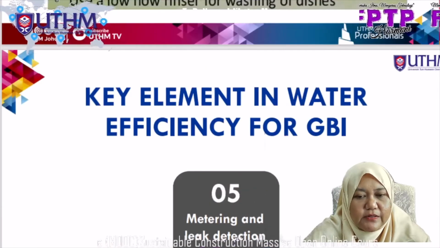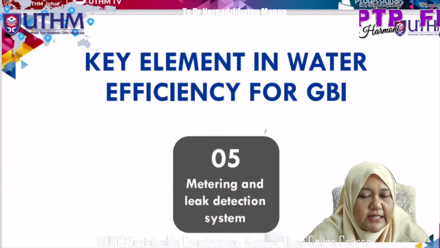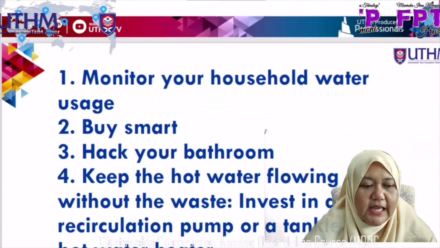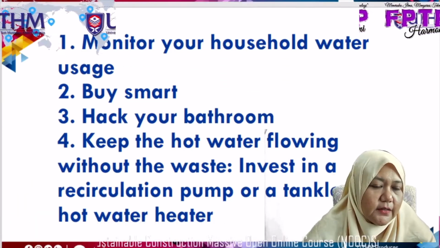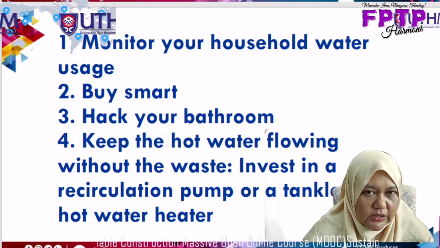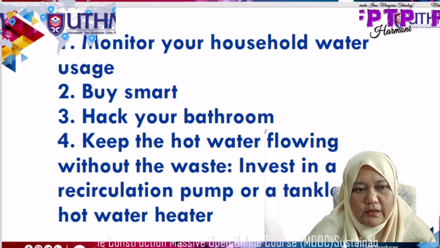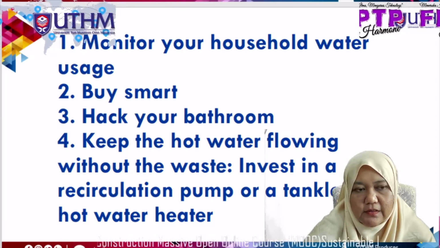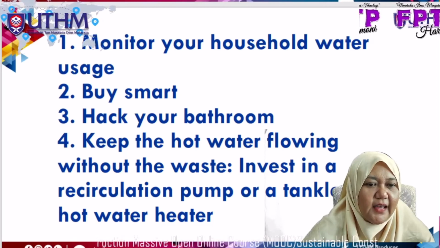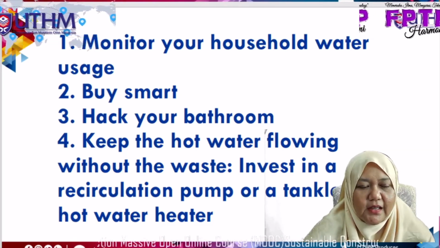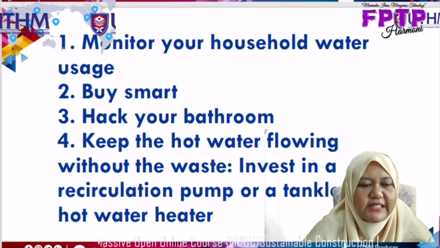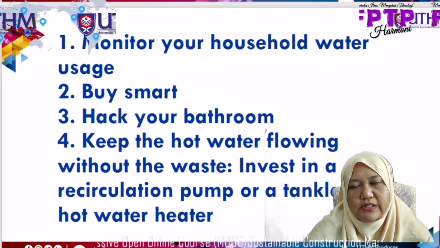The last key element in water efficiency for GBI is the metering and leak detection system. There is an app that has been designed to do this, to monitor your household water usage. Or you can just buy smart devices that can hack your bathroom also and keep the hot water flowing without the waste, through investing in a recirculation pump or a tankless hot water heater.